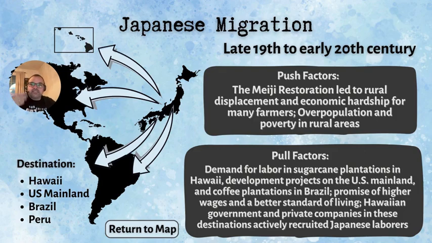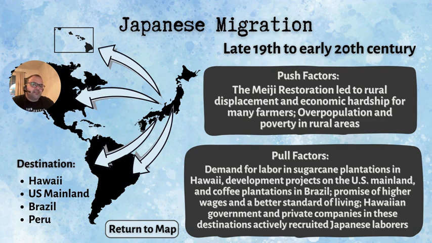But these communities really wanted to get away from the constraints of the social hierarchy that existed in Japan. They wanted to achieve better economic prospects, etc. So what are the push factors? The Meiji Restoration leading to rural displacement, economic hardship, overpopulation, and poverty. Again, you'll notice poverty comes up a lot here. And then what are the pull factors? There's demand for labor. So there's opportunities for jobs, opportunities for employment, things that don't exist here in Japan for us. Development projects in the US, again, particularly the railroads, coffee plantations in Brazil, higher wages, better standards of living, etc.